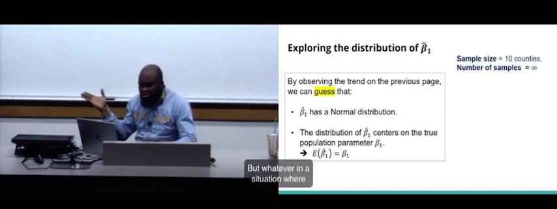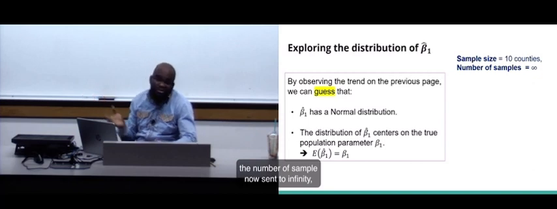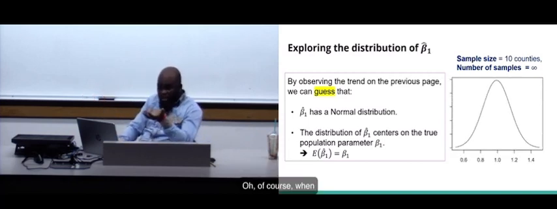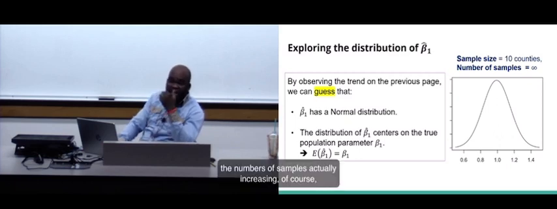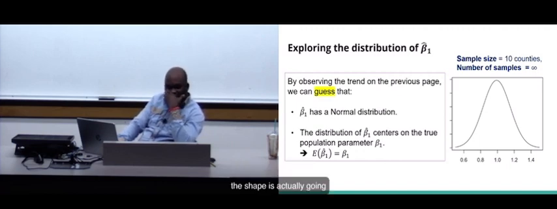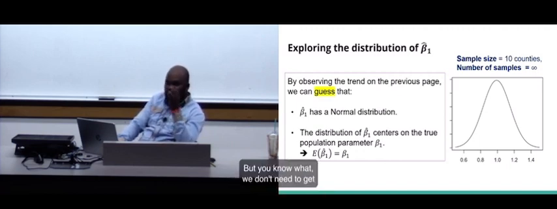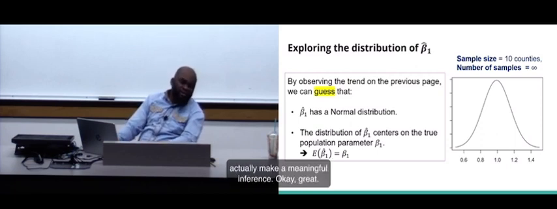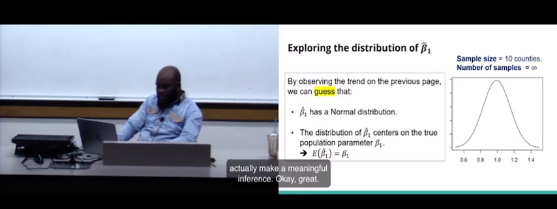But what if the number of samples now tends to infinity? I've already told you the other time. Of course, when the number of samples increases, you're basically going to see that the shape approaches a perfect normality. But we don't need to get a perfect normality before we can make a meaningful inference.